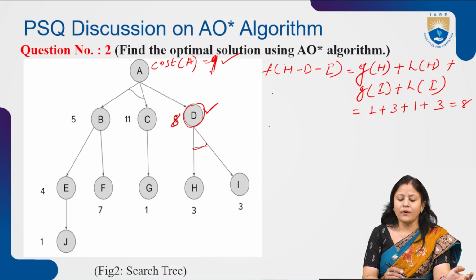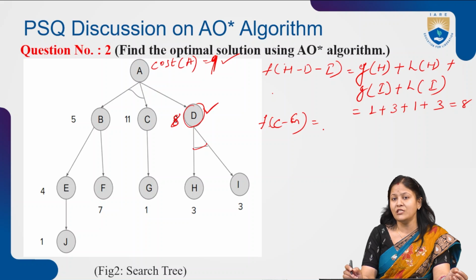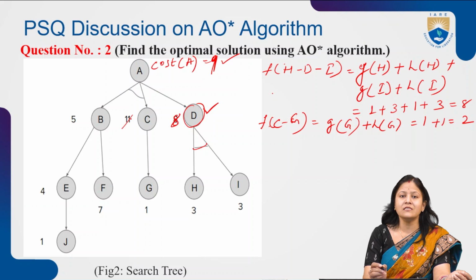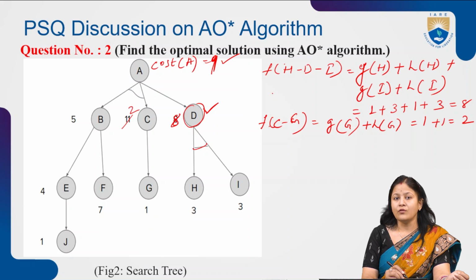Now come to the left side part. Already BAC we have explored. Now we'll find out the cost of CG, means the cost of C. Okay, let us explore f of C and G. This is the left side path. The cost of C to G is equal to g of G plus h of G. What is g of G? That is 1 and h of G is 1. So that is equal to 2. But what was given here? 11. So let us discard this 11 and it becomes 2 now. The heuristic cost of C is equal to 2 now.